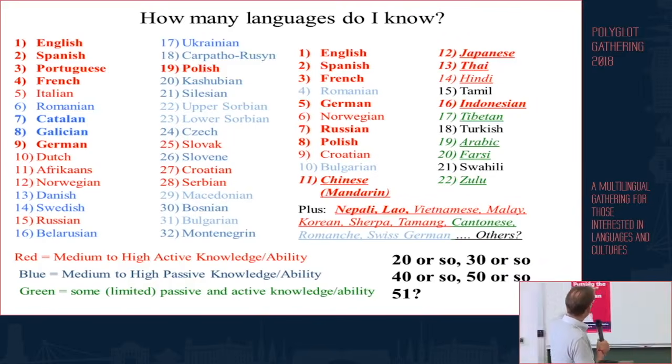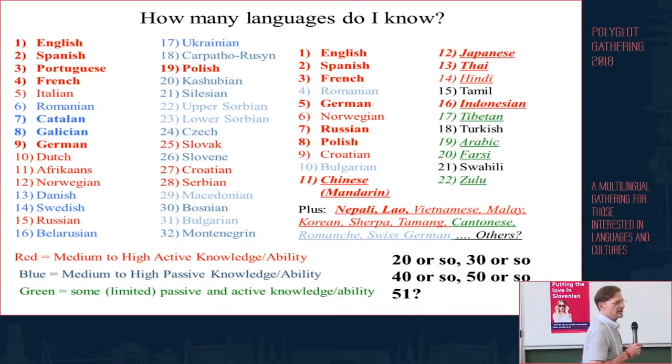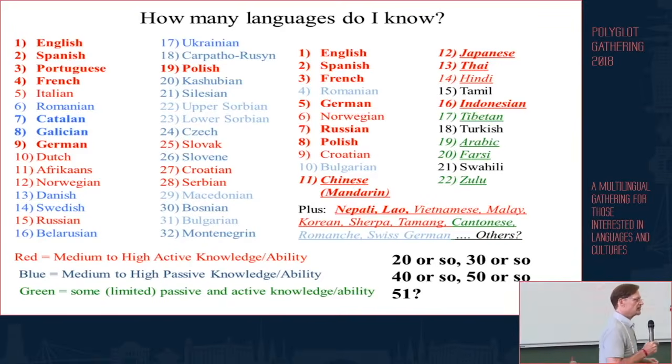So what I did here was I put in red, medium to high active knowledge and ability, and then blue, medium to high passive knowledge and ability. The darker the color, the more ability. Green, some limited passive and active knowledge. In other words, I've dealt with it some in the past. I haven't used it that much.